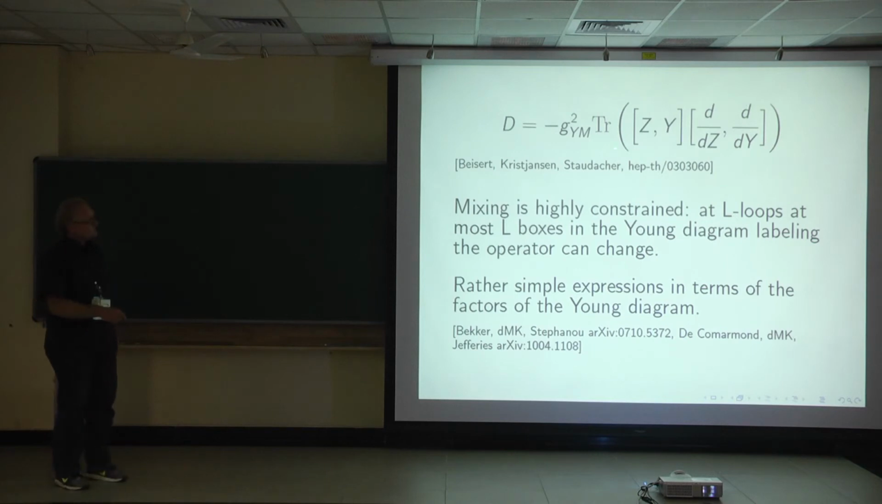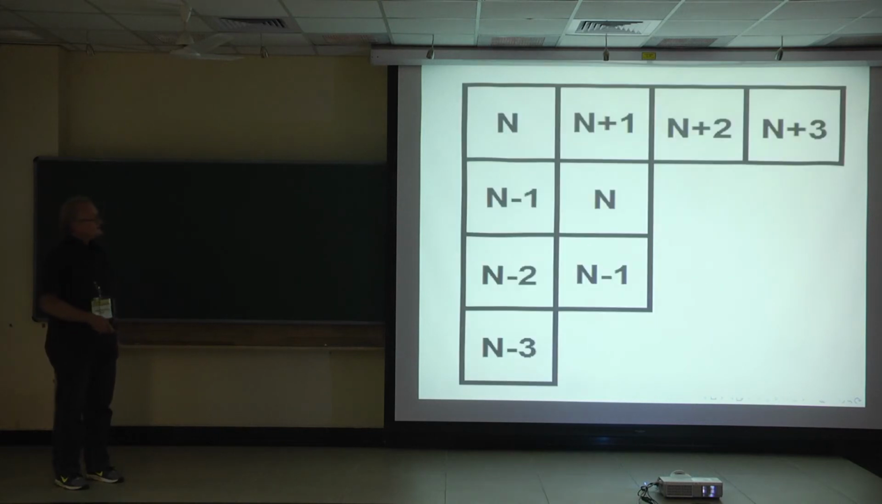Another comment is that when you evaluate this action, there's a rather simple expression for the action of the dilatation operator, and all that we will use is the factors of the Young diagram. Let me remind you what the factors of the Young diagram are. You start off in the topmost and leftmost box, you put an n, and every time you move across, you add one. Every time you move down, you subtract one. These numbers have a lot of meaning in the U(N) representation theory. They're going to play a role.